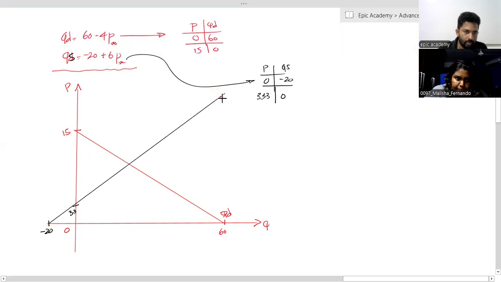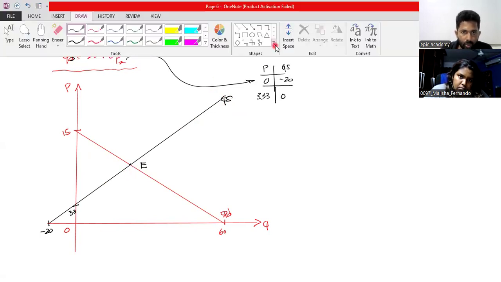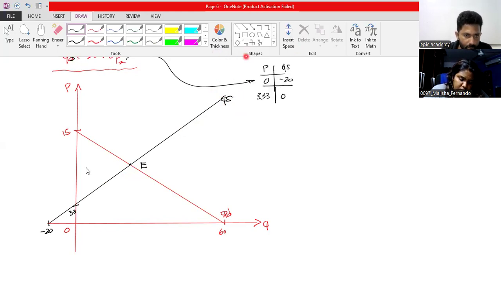This is QS. And the crossing point of the QD curve and the QS curve becomes the equilibrium position. We are going to represent it by using E. This is the equilibrium point, the equilibrium position.